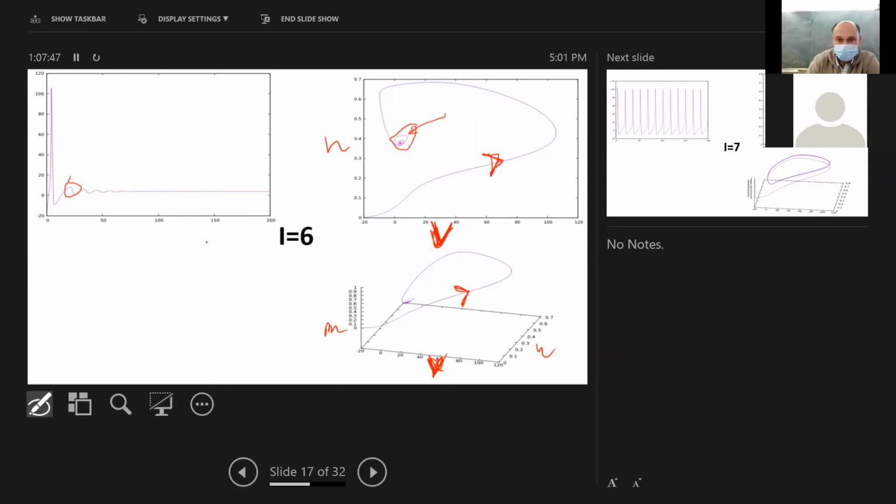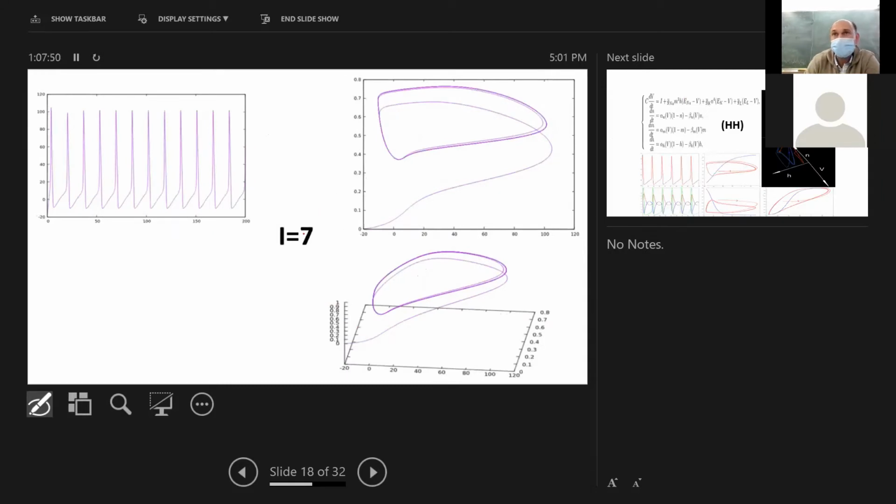All right, so let's continue. Oh, I changed the value from 6 to 7. Now the behavior changed. Right? Now it looks like I have a periodic solution. Like your heart. Your heart, hopefully it doesn't go to a steady state or you die. Right? Your heart is always beating and your brain is always doing something.